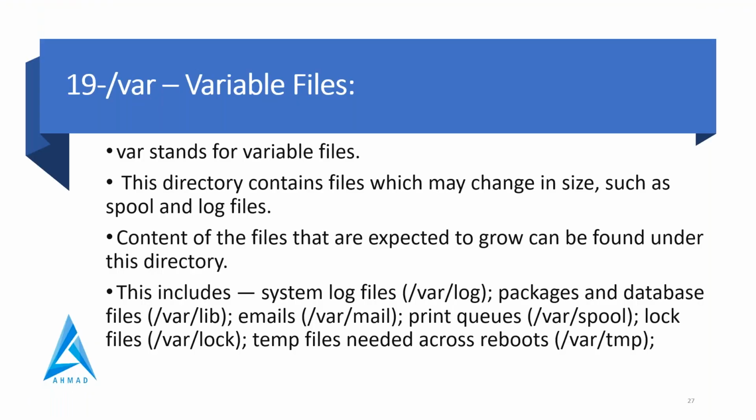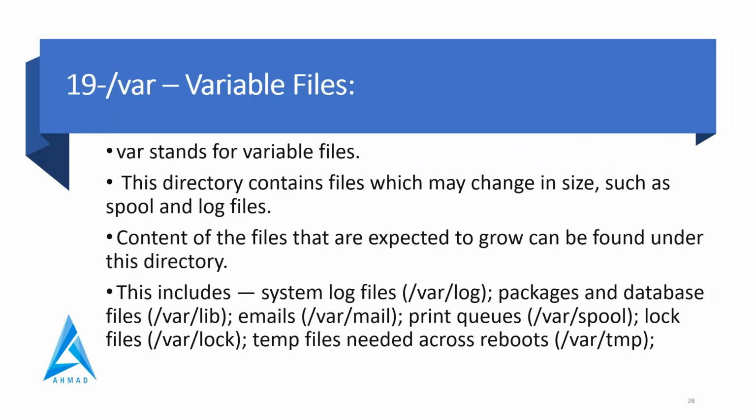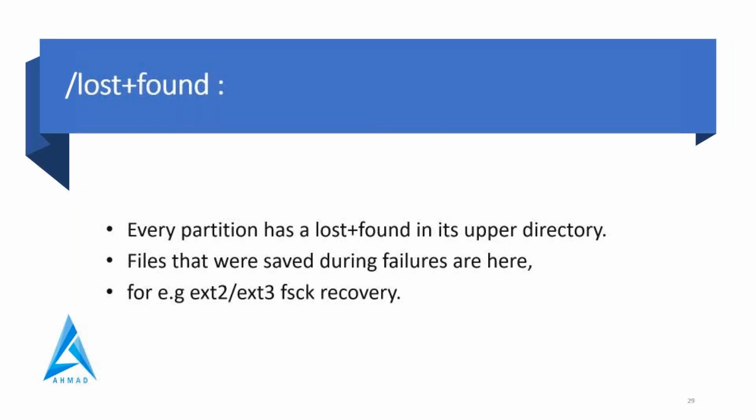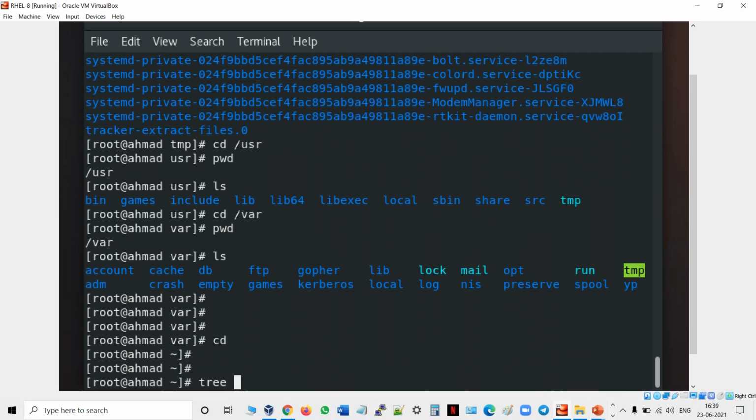And there is also one thing which you find in every directory, that is lost+found. What is the meaning of this? Every partition has a lost+found in its upper directory. So files that were saved during failures are here. That is the purpose of lost+found. Clear?